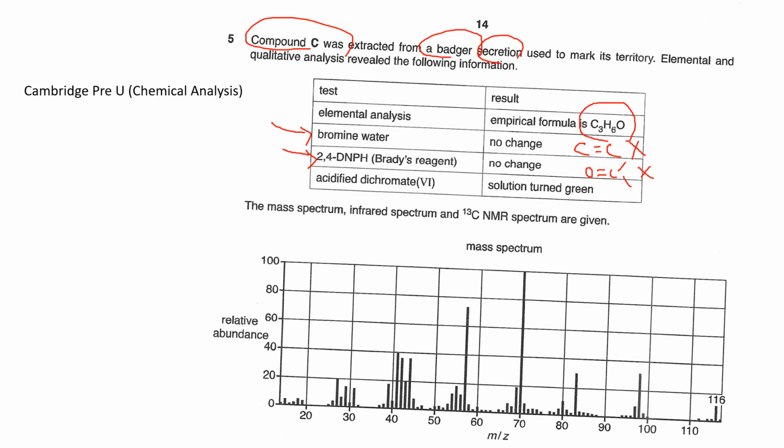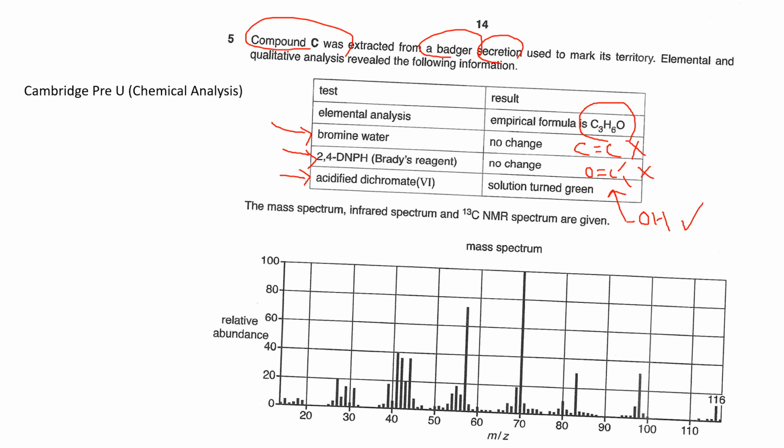And then the next one, acidified dichromate. It can be oxidized from orange to green, so it has a kind of reducing agent, maybe an aldehyde or an alcohol. But of course not an aldehyde, because in the last test it does not have a carbonyl group, so definitely it's not an aldehyde. So maybe it comes from an alcohol, an OH group present.